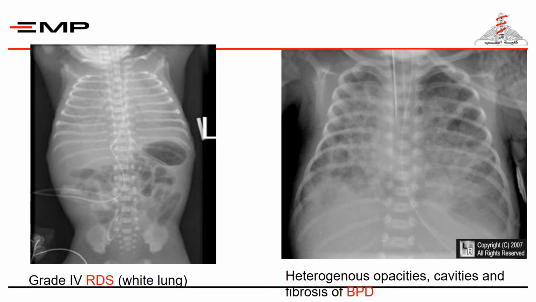On the left side, this is a plain X-ray, posterior view, chest and heart, showing complete white lung. You cannot differentiate between the lung and the heart, and this is grade 4 respiratory distress syndrome. While the X-ray on the right shows heterogeneous opacities, cavities and fibrosis, and low volume lung, a case of bronchopulmonary dysplasia.